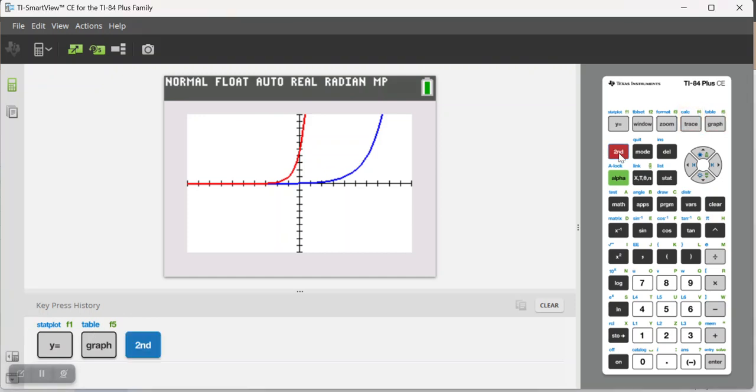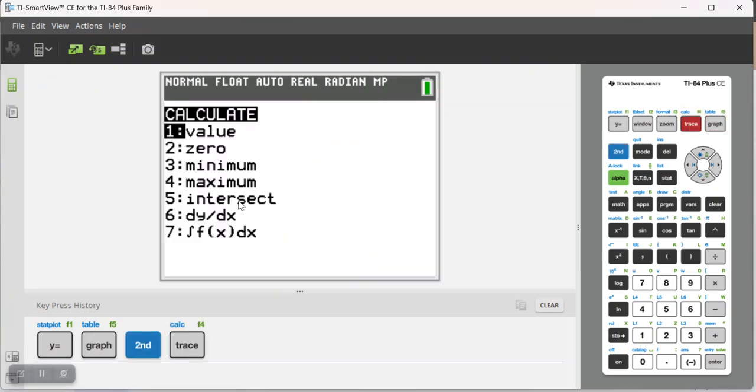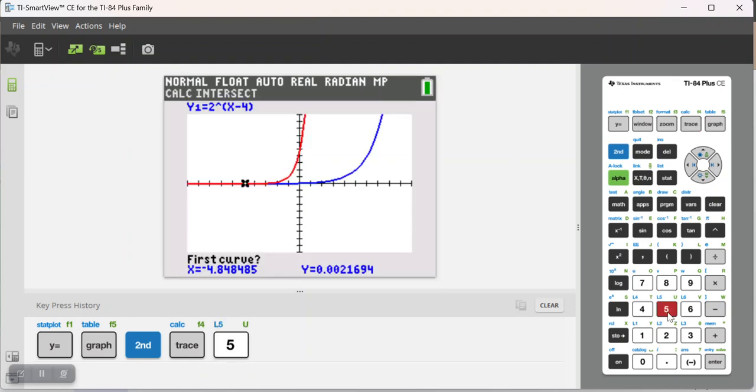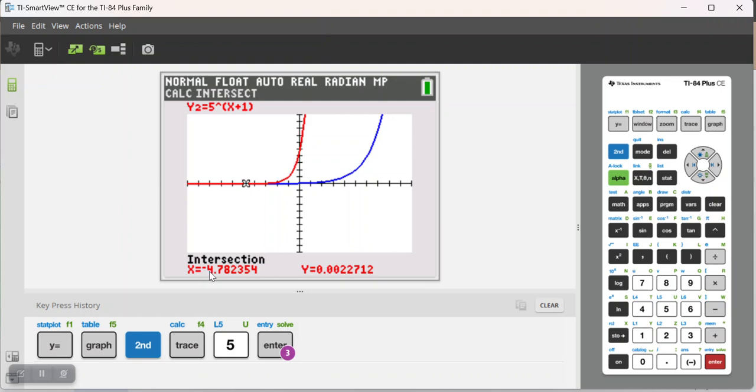All right, so I'm going to do that second calc, and then I want to know where they intersect. That's 5. And then I'm just going to choose the blue one, choose the red one, and they intersect at about negative 4.782 and so on.